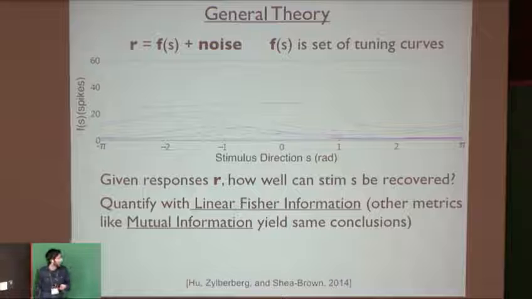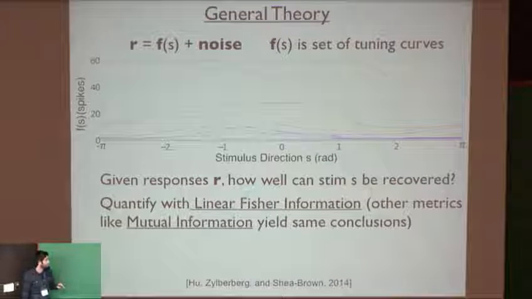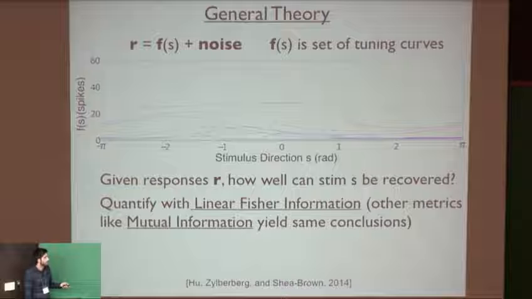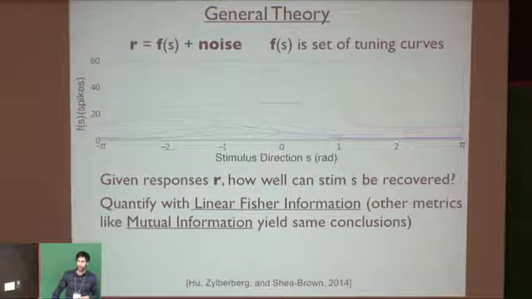And we'll quantify this with the linear Fisher information, although I'll mention that the results in this paper of ours, now in PLOS Computational Biology, also show exactly the same trends for mutual information, as long as you make some assumptions about Gaussianity, which I know offends Stefan, but this is what we did.